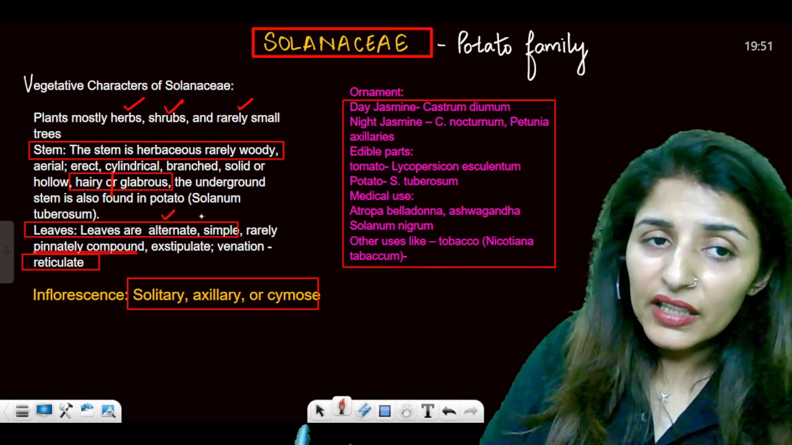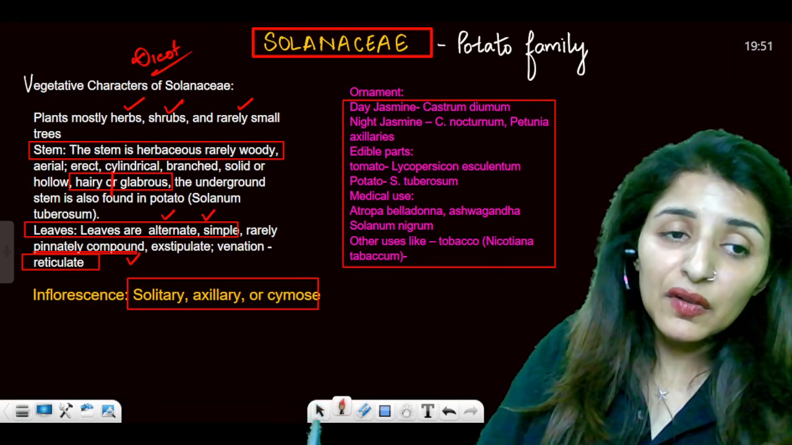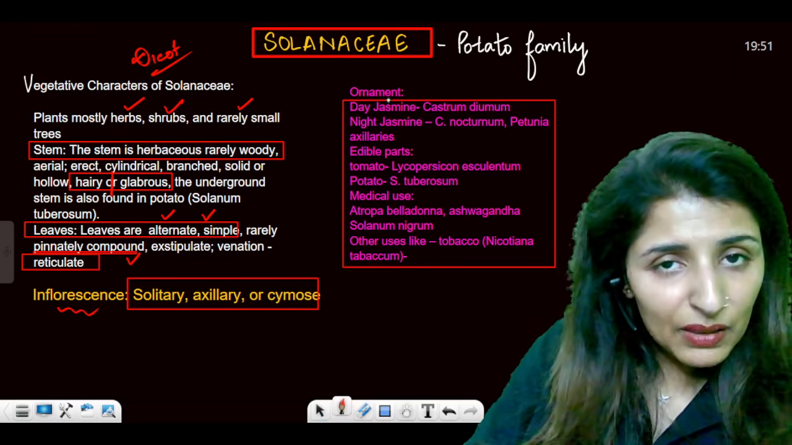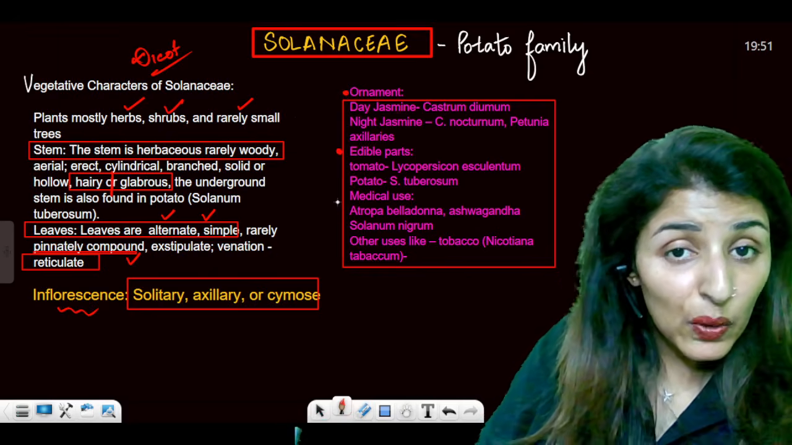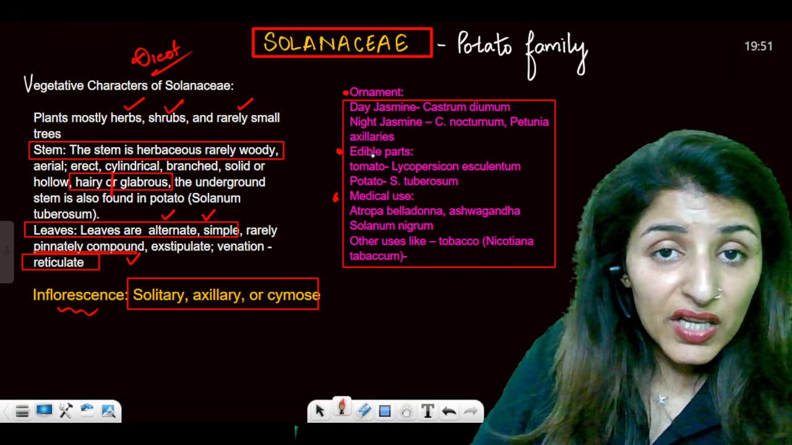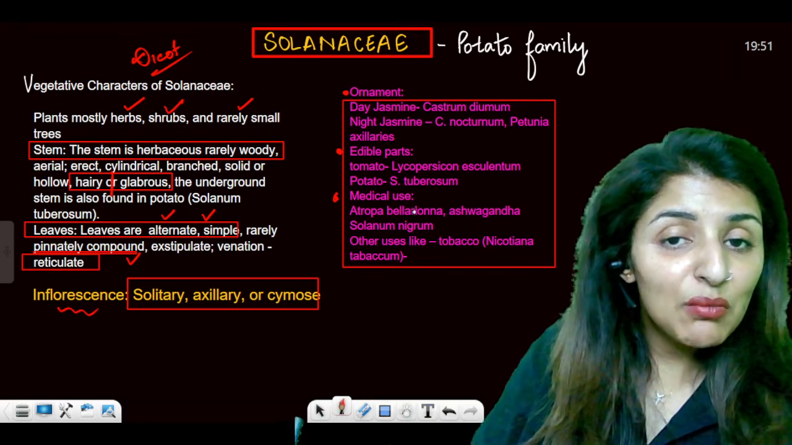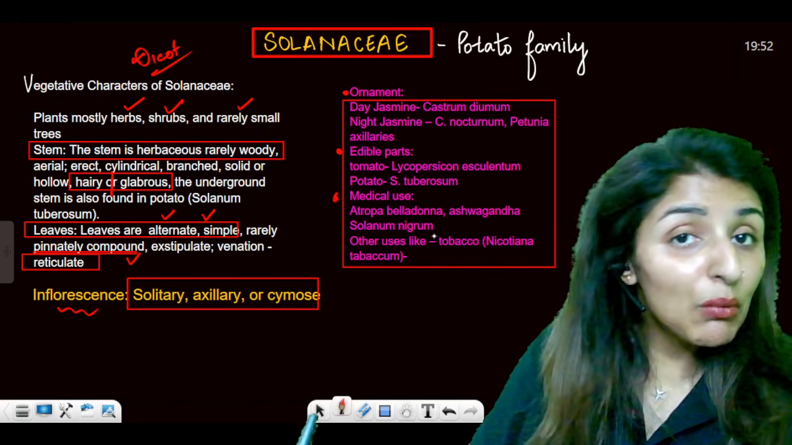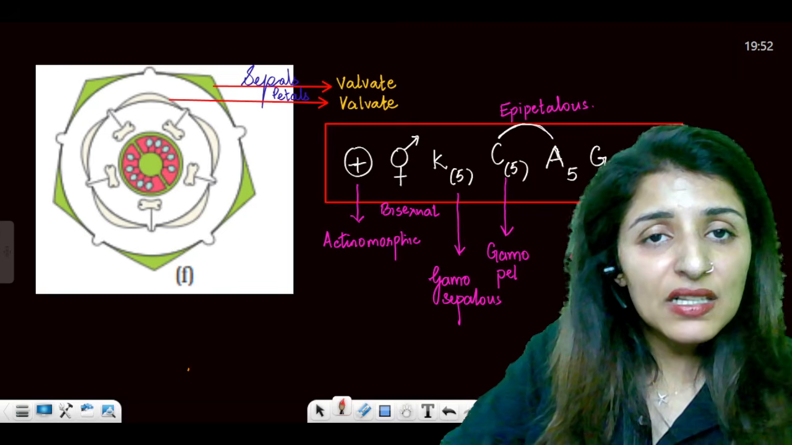Now, leaves are alternate, they are simple, or they can be pinnately compound. Again, this is a dicot family, so it will have reticulate venation. Now, the flowers are solitary or axillary, or they are cymose. There are ornamental plants also found here. There are certain plants which are eaten by us, so edible, while others have medicinal values. So, day jasmine, night jasmine, all these are Solanaceae. Then tomato, potato, both are Solanaceae. Then in medicinal uses, we use Atropa belladonna, then Ashwagandha, Solanum nigrum. The example is also given in the living world, and others like tobacco. These all plants come under Solanaceae.